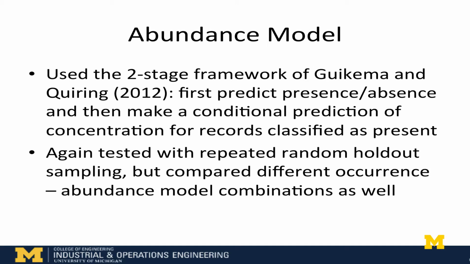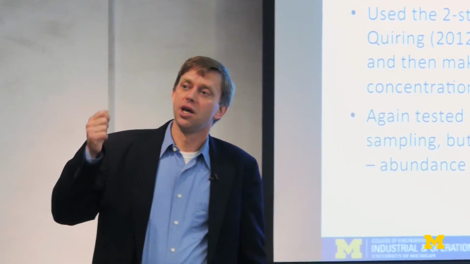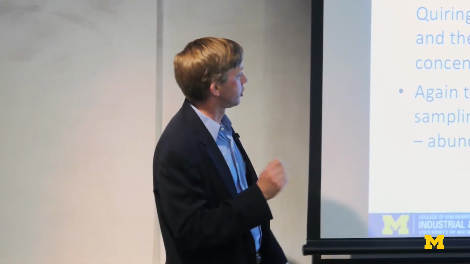Okay, then we looked at the abundance model. That is, can we predict, are they there? That's the occurrence model. What's the concentration if they are? Is it 1 cell per 10 milliliters? Is it 5? Is it 10? Is it 50? So we use a two-stage framework that I developed in a very different setting for predicting power outages, where you first predict the presence or absence, and then you make a conditional prediction on the concentration given the classification of presence or absence.